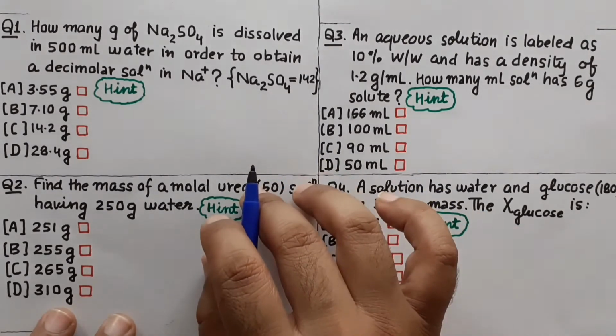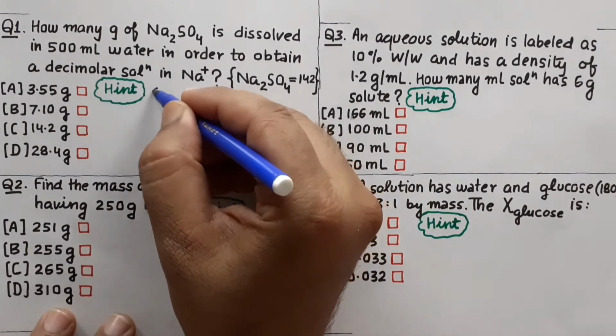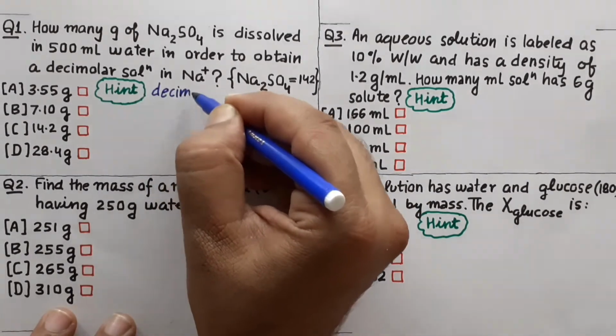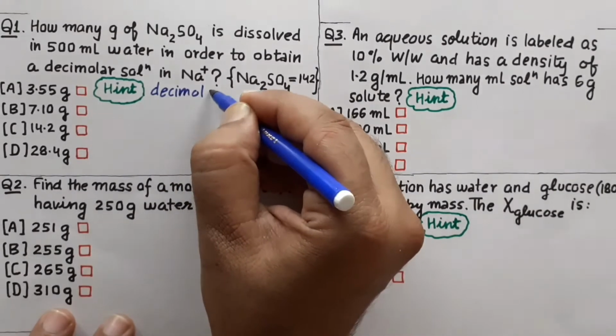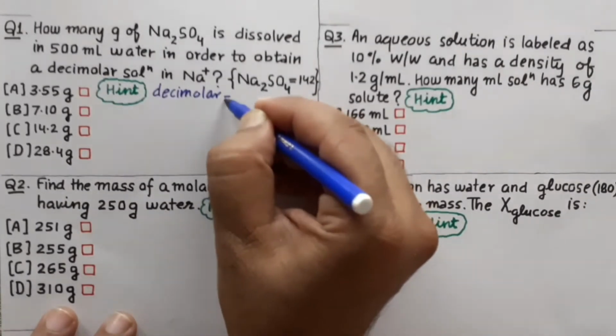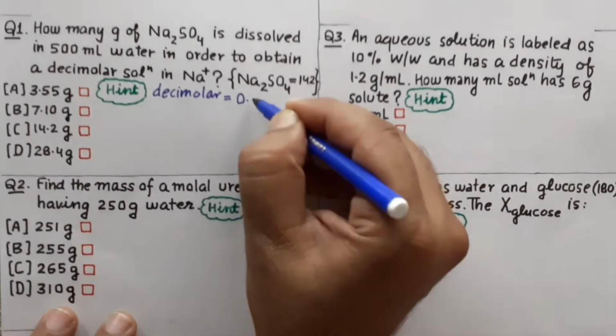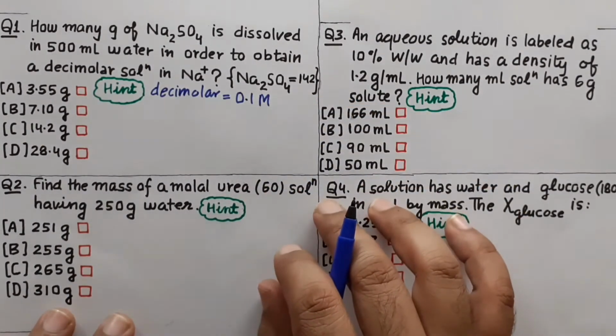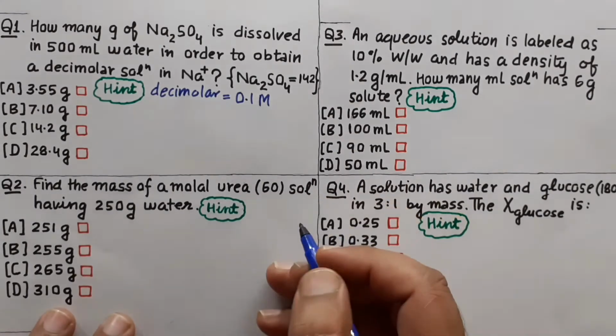Now let's hint. Hint is we know that decimolar is how much? Decimolar is a physical quantity given in words. आप देख सकते हैं डेसी होता है 1 का 10वां हिस्सा. So that is 0.1 molar. Now you try with this hint. Now let's see complete detailed solution.